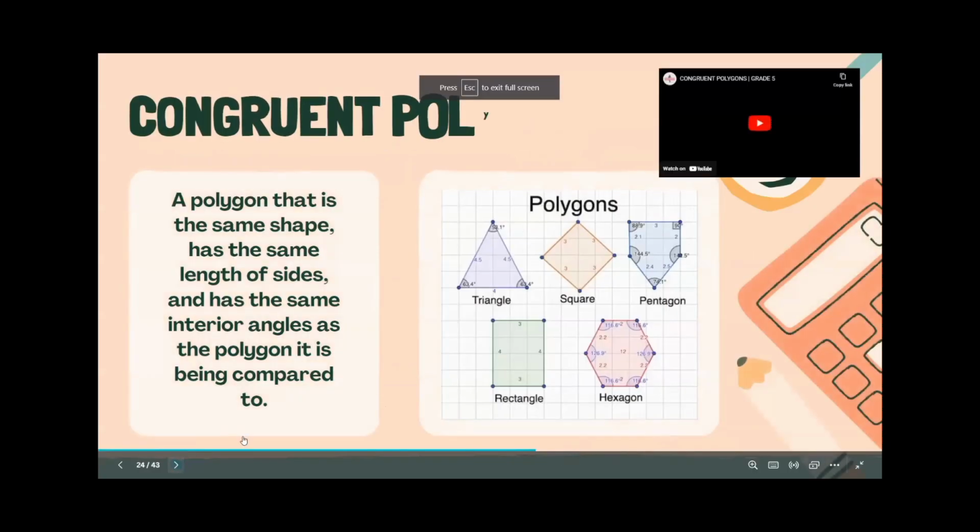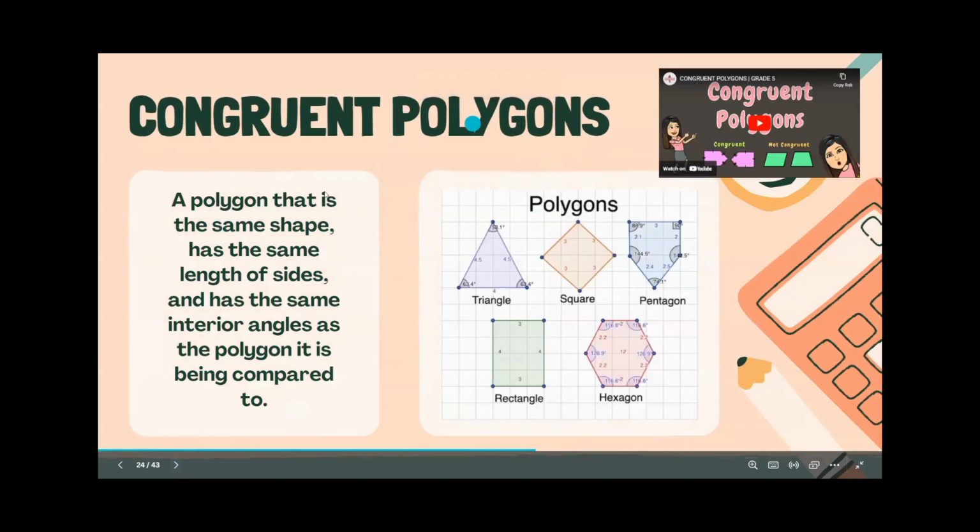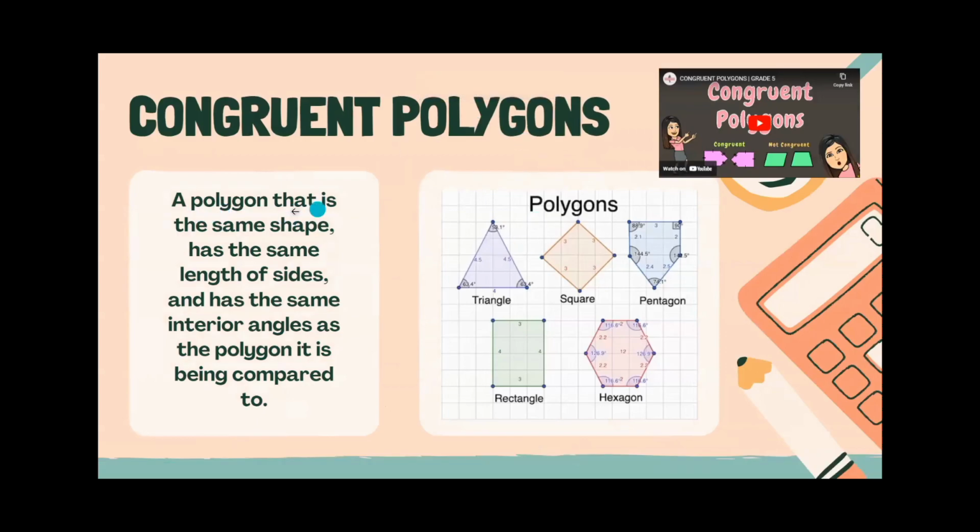Exactly. Congruent polygons. Polygons that have the same shape, the same length of sides, and the same interior angles as the polygons they are being compared to. For example, triangle, squares, pentagon, rectangle, hexagon.